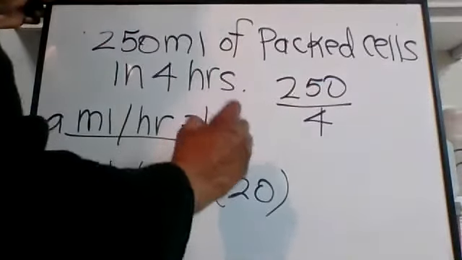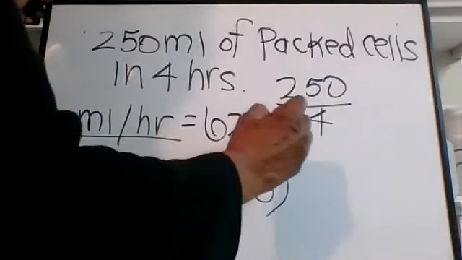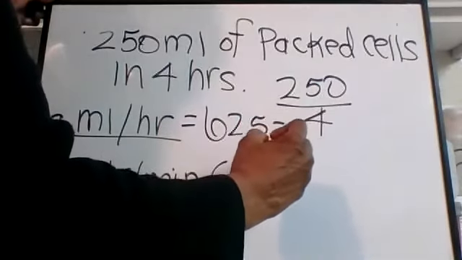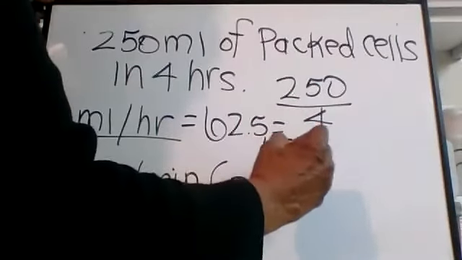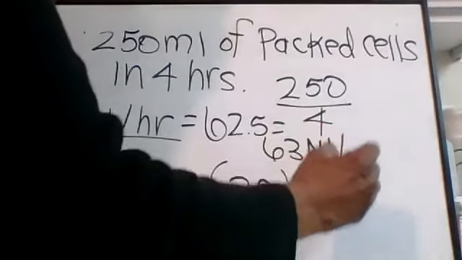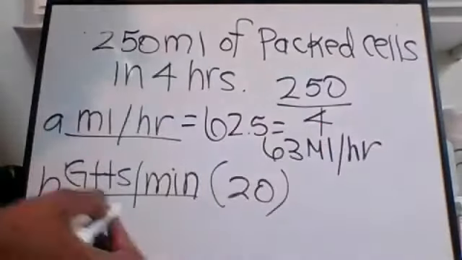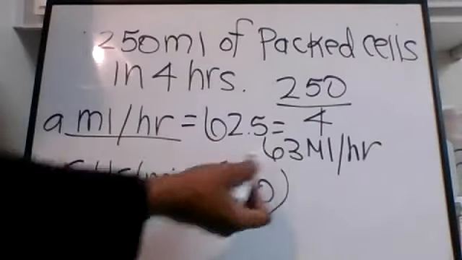All right, so 62.5, of course we have to round to the nearest whole number, and it would be 63 milliliters per hour. All right, so that's the answer to milliliters per hour.